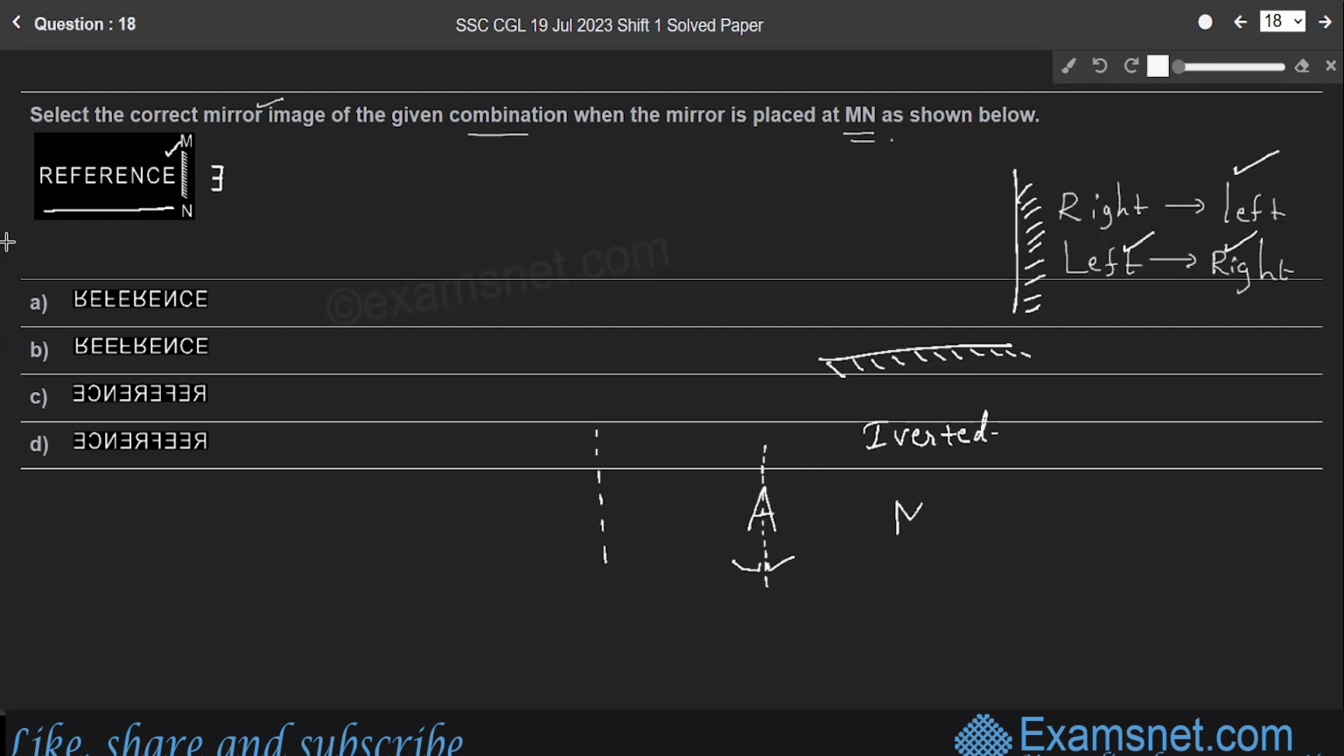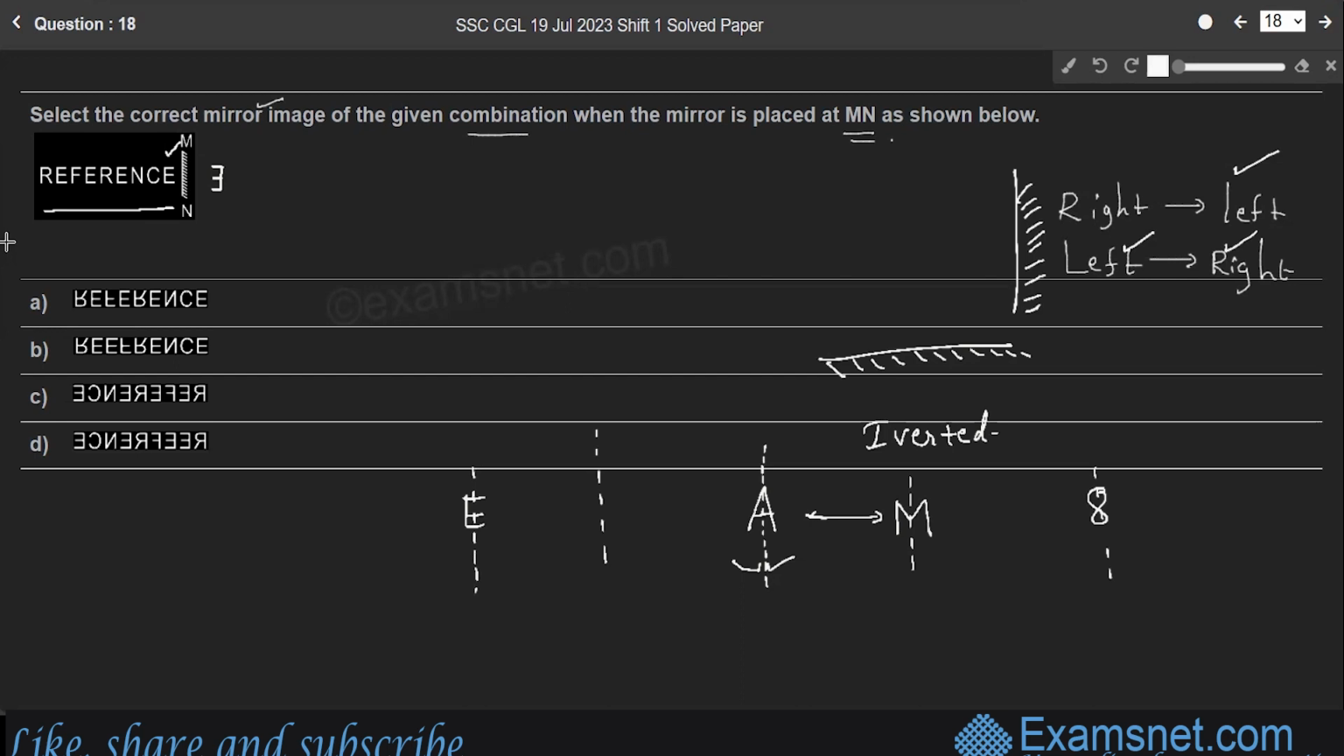Another example is M. M is also a symmetrical letter. A number, for example 8, is a symmetrical number, right? So if the figure is symmetrical, the image of the figure is exactly the same as the original one. Since E is not a symmetrical letter, when an imaginary line passes vertically through the letter, it doesn't divide E into 2 equal parts. Therefore, the image of E will be like this.